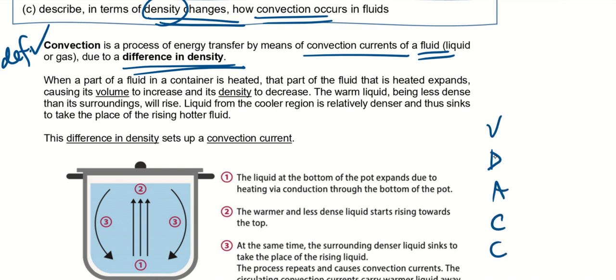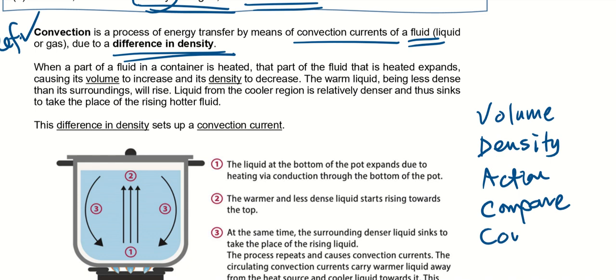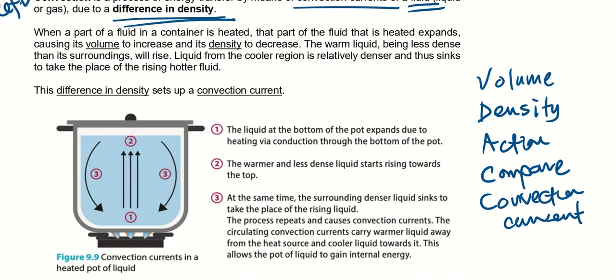Okay, and they each stand for something. V stands for volume, D stands for density, A stands for action, C is to compare, and the other C is convection current. Okay, let's see how this is being used.